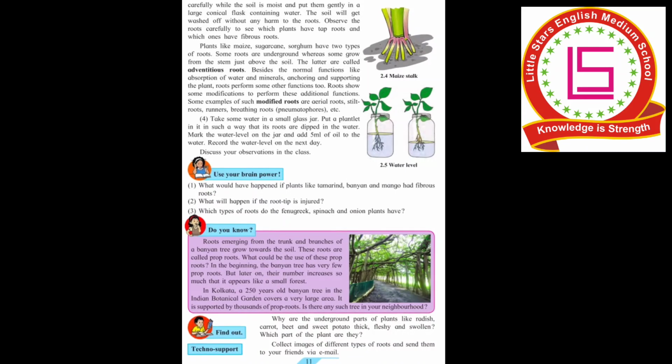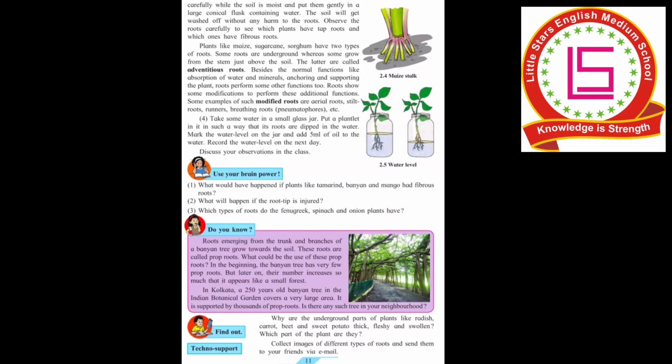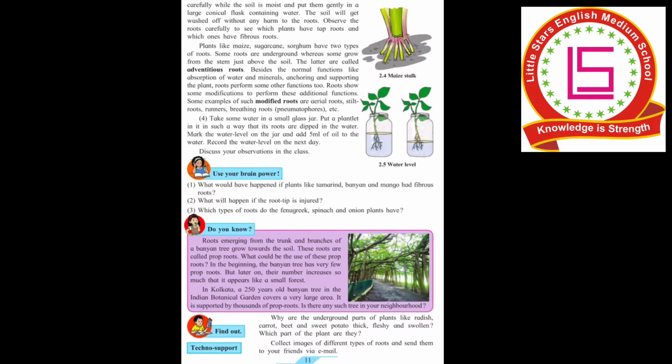Now we'll see the next paragraph. Do you know? Roots emerging, meaning coming out, from the trunk and branches of a banyan tree grow towards the soil. You can see in the picture that roots that come out from the branches go down towards the soil. These roots are called prop roots.